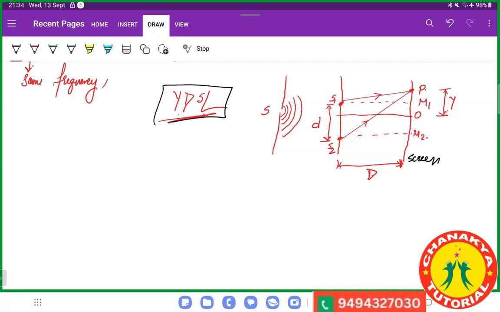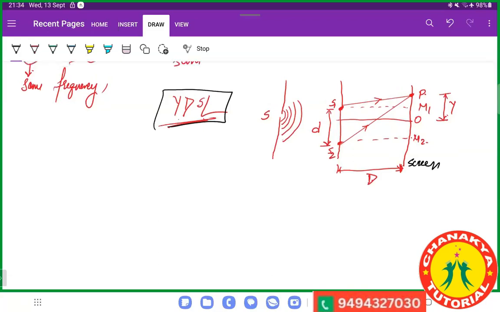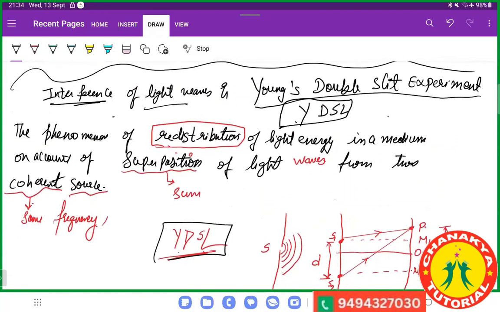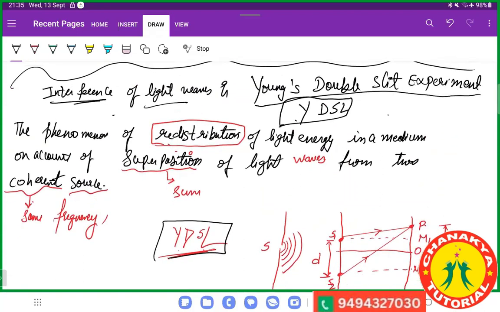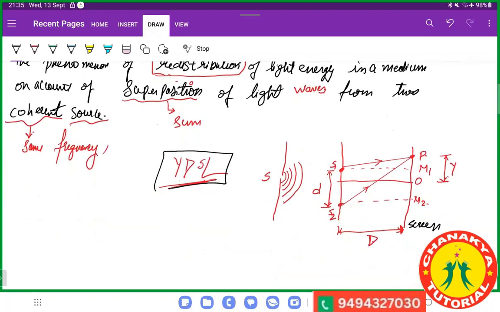Maximum means constructive. From the name itself we can understand, some will be constructive and some will be destructive. You know the word construction, right? Which makes, builds. In the same way we understand constructive, and some will be destructive. Destructive interference, constructive interference. So what is interference? It is a distribution of the light energy, or joining of the light energies.